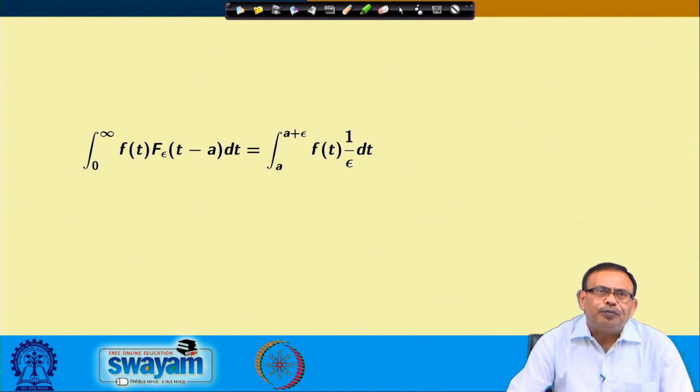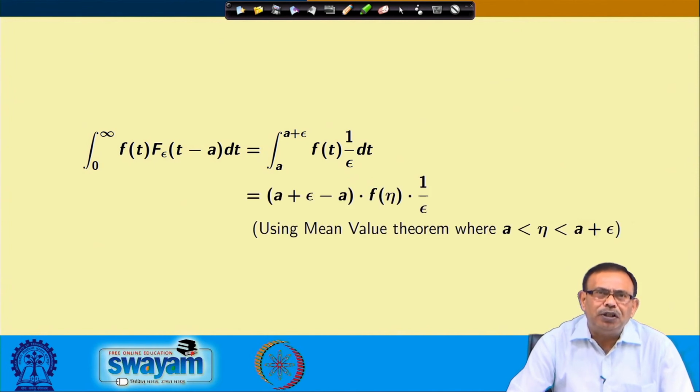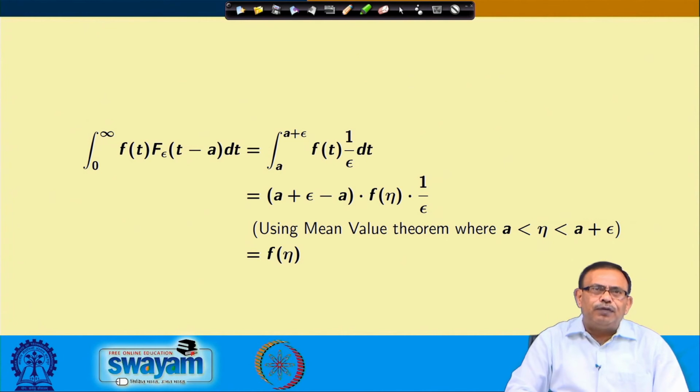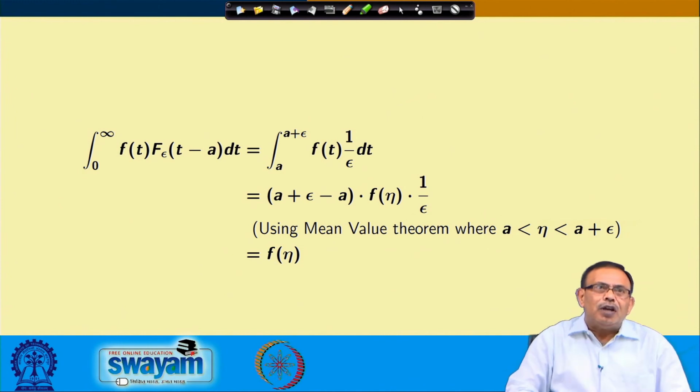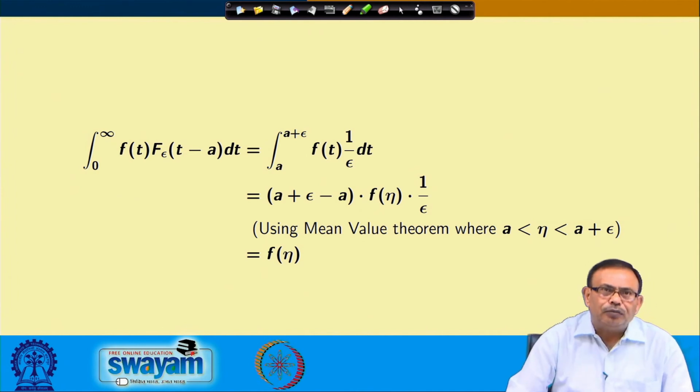So, the integral from 0 to infinity of f t into f epsilon t minus a I can write as the integral from a to a plus epsilon of f t into 1 by epsilon dt. And if I use the mean value theorem over here, for some eta which lies between a and a plus epsilon, I will obtain a plus epsilon minus a into f eta into 1 by epsilon. So, ultimately you are getting the result f eta. So, please note that the integral from 0 to infinity of f t into f epsilon t minus a dt equals f eta.